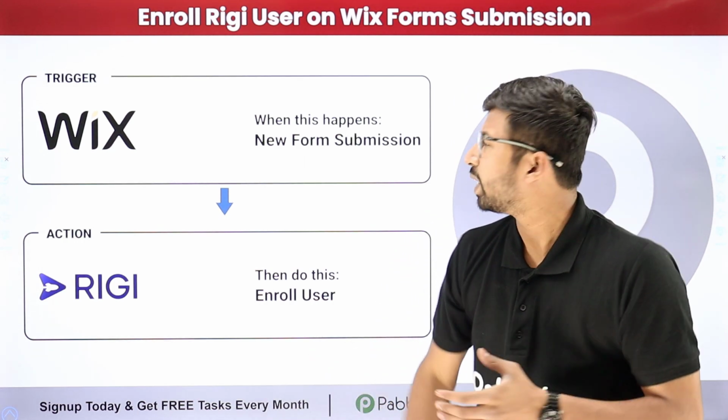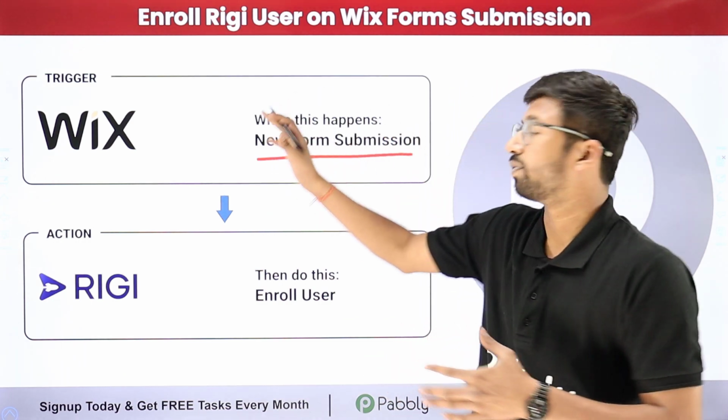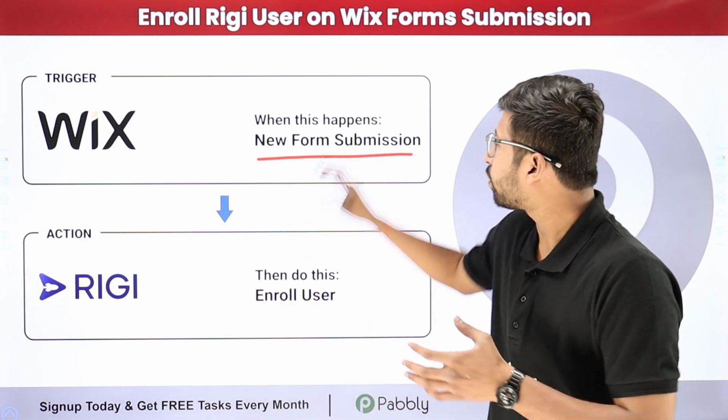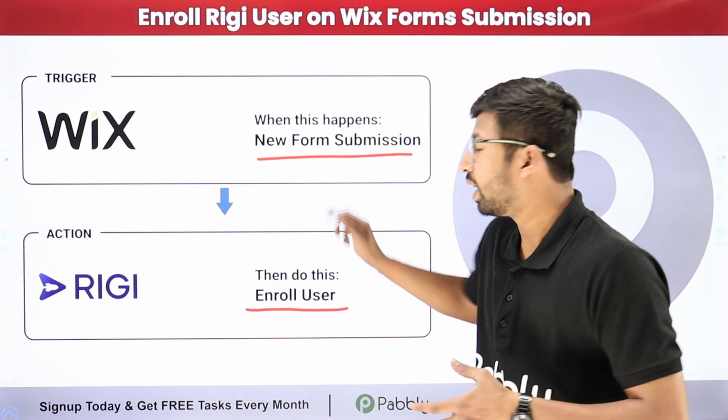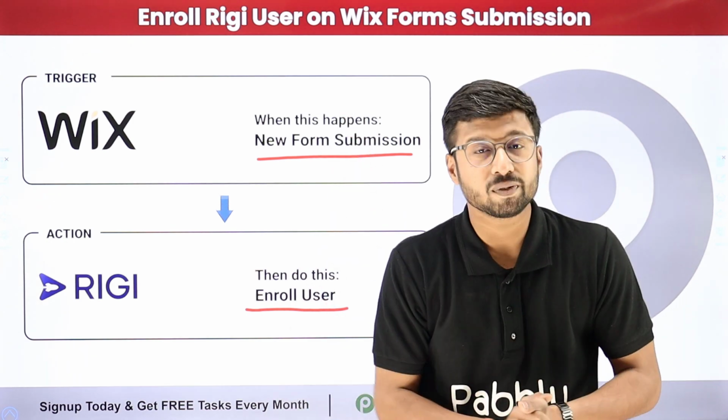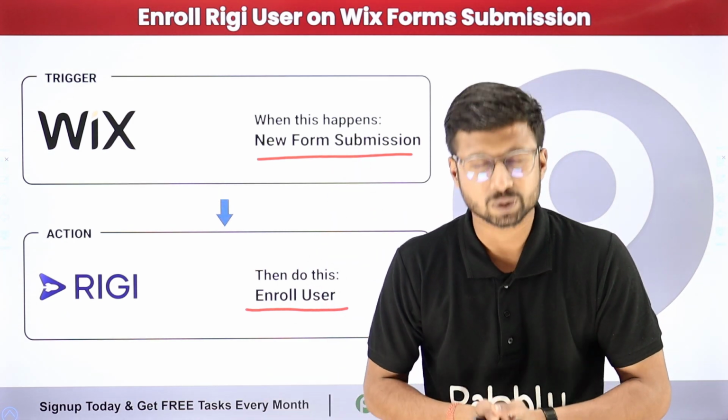In this automation, whenever we receive a new form submission in Wix form, automatically with the same details, with the same responses, we are going to enroll this user in Rigi. Now, if you want to learn how you can set up this complete automation all by yourself, for that, you just have to come with me to my screen.